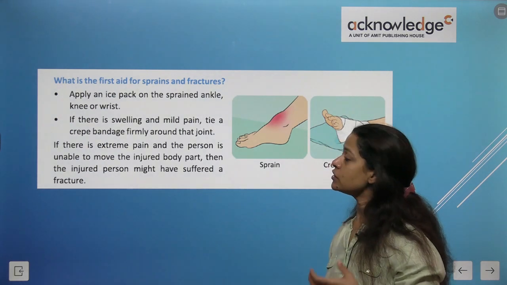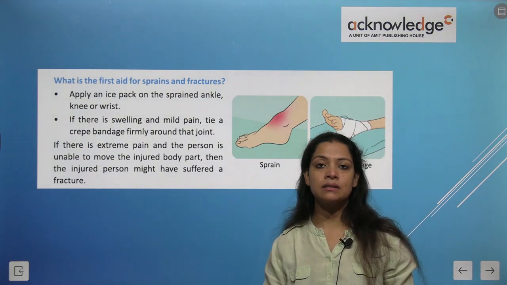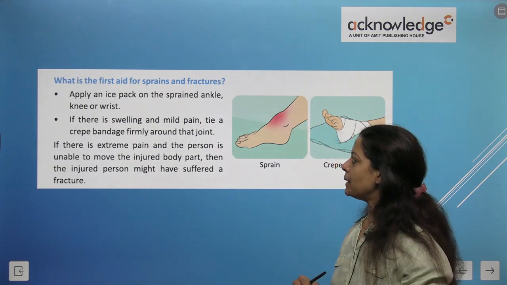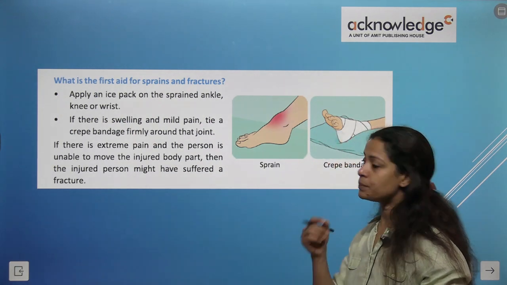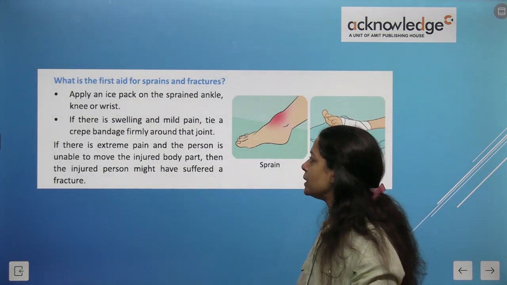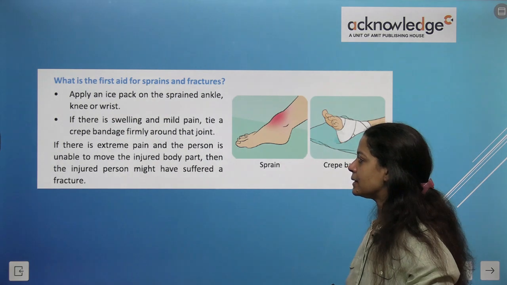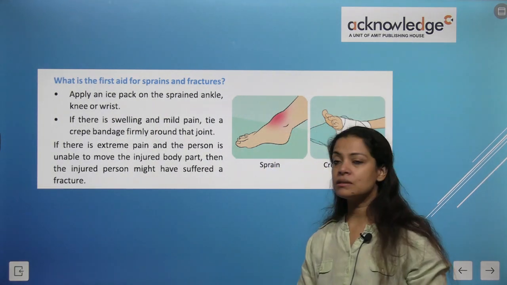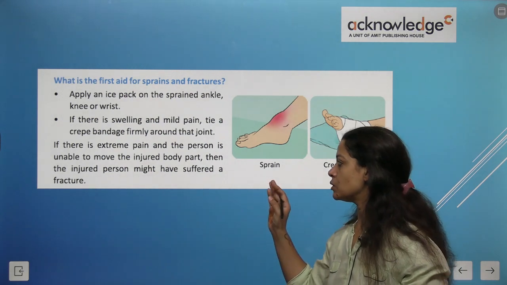What is the first aid for sprains and fractures? If somebody has a sprain, internal injuries, or bone fractures, apply an ice pack on the sprained ankle, knee or wrist. If there is swelling and mild pain, tie a crepe bandage firmly around that joint. If there is extreme pain and the person is unable to move, please take him to the doctor.